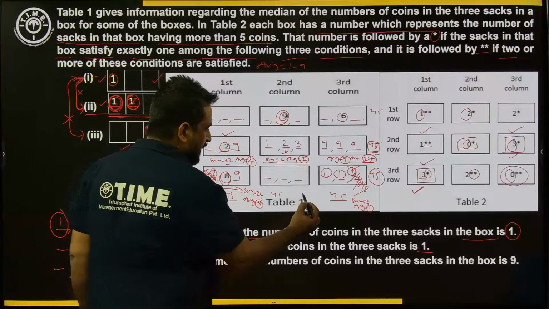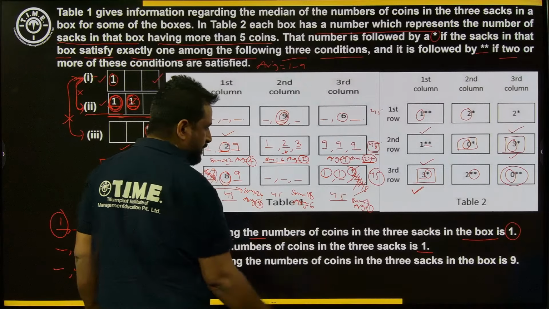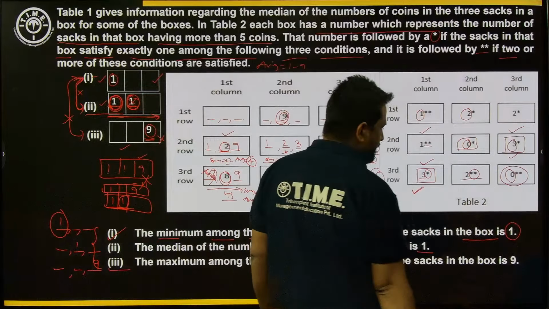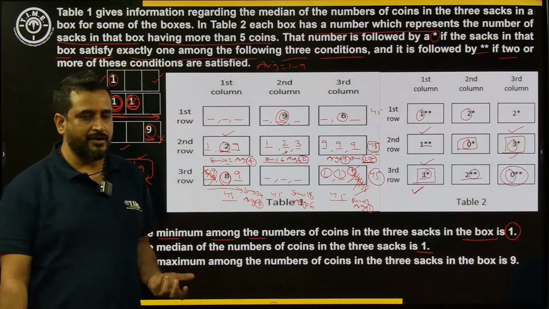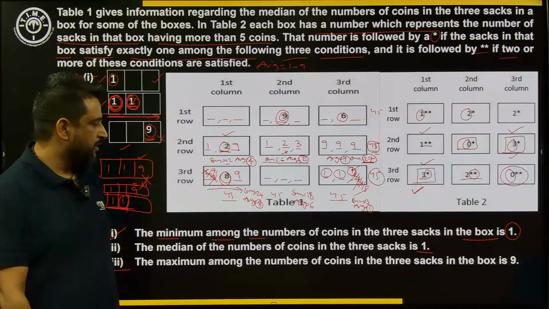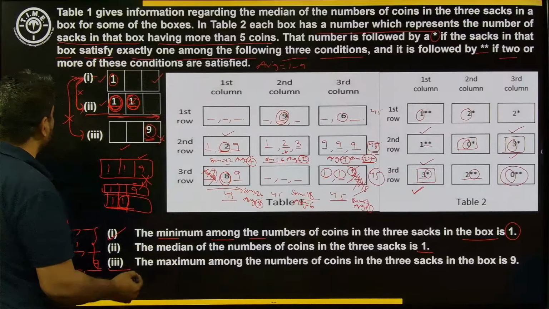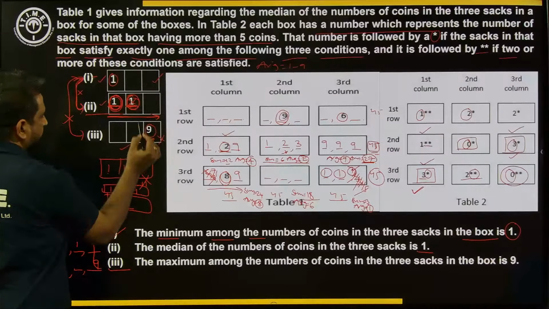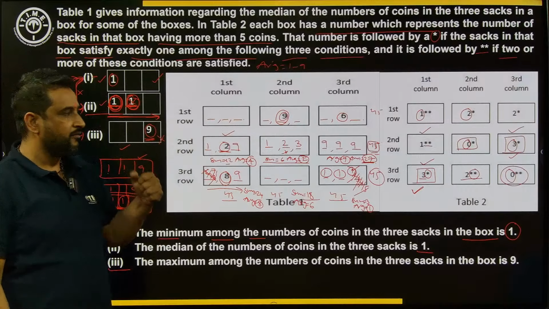Now what is the remaining sum? 18. When the remaining sum is 18, the average should be equal to 6. Now what is the condition given here? Two double star means two numbers should be greater than 5, and it has to satisfy two conditions, and the sum should lead to 18. If you take 1, 1, there is no possibility that two numbers will be more than 5, which is not possible.